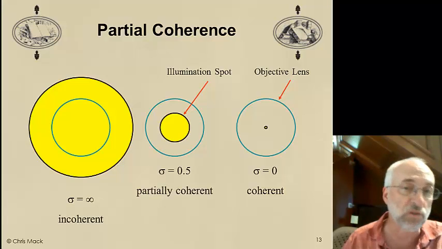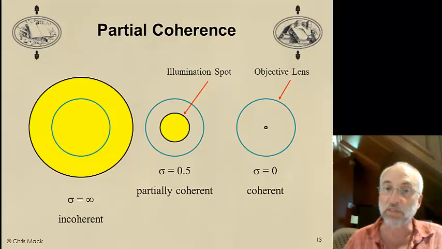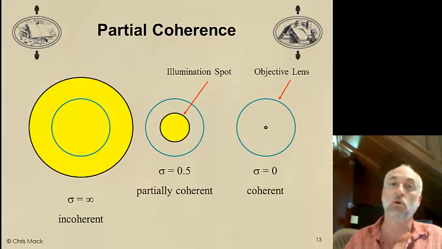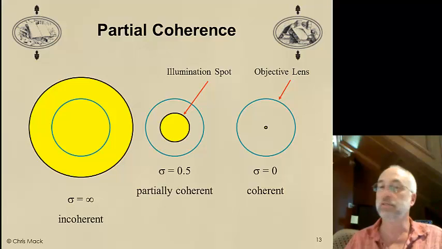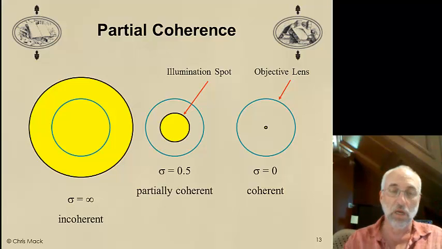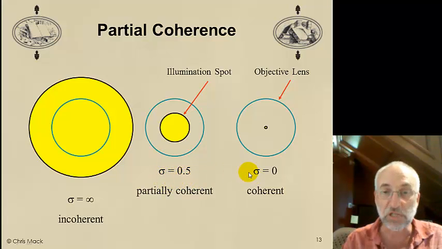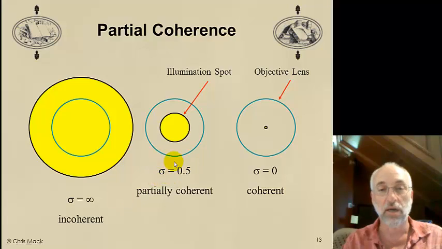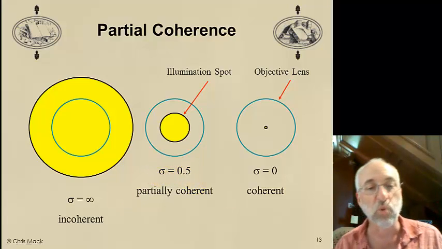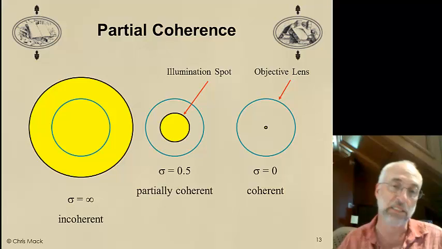Now in practice, there's no reason we would ever want sigma bigger than 1, because all of that light that doesn't go through the lens is wasted light. So in reality, sigma values for partially coherent illumination are in the range of 0 to 1. And typical values are more like 0.3 to 0.8.